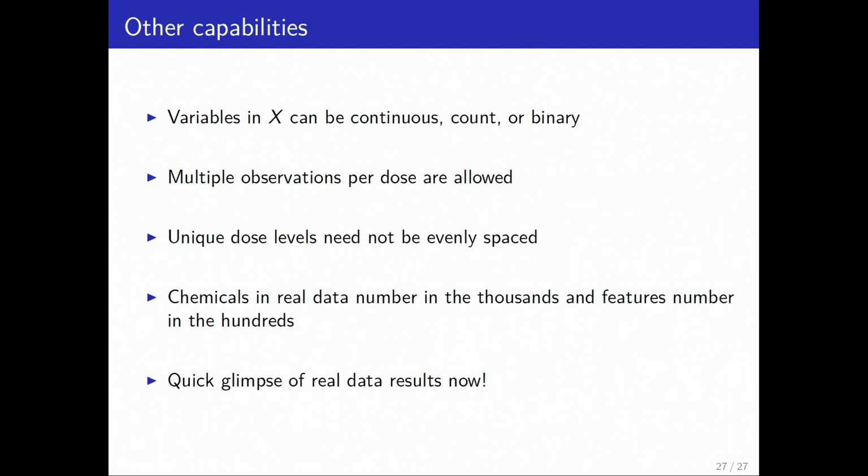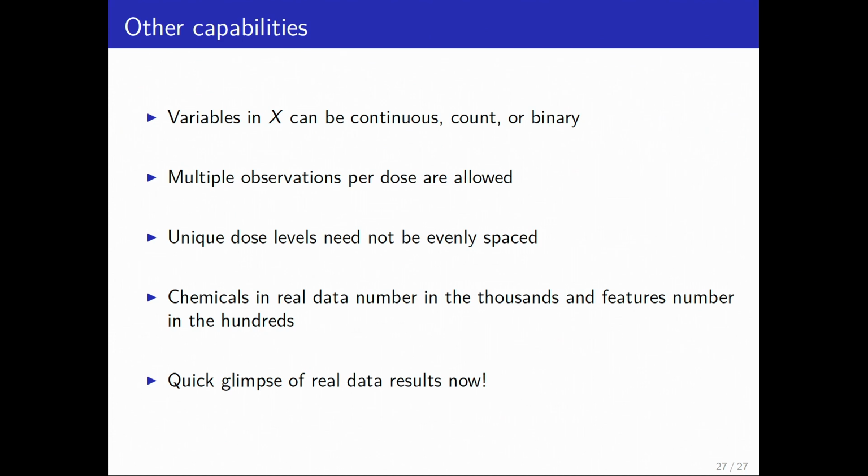So this has all been simulated data, and I want to highlight that that's not all that this model can do. The variables in X that I simulated were continuous, but we can also include count and binary data, which is important for toxicity relevant features. We're also allowed to have multiple observations per dose, which is important for the ToxCast data. And unique dose levels need not be evenly spaced. Here I just evenly spaced them for convenience. And as I said, I included a small number of observations just for time reasons, but the real data set for at least a single assay that we've been interested in, the chemicals number in the thousands and the features number in the hundreds.